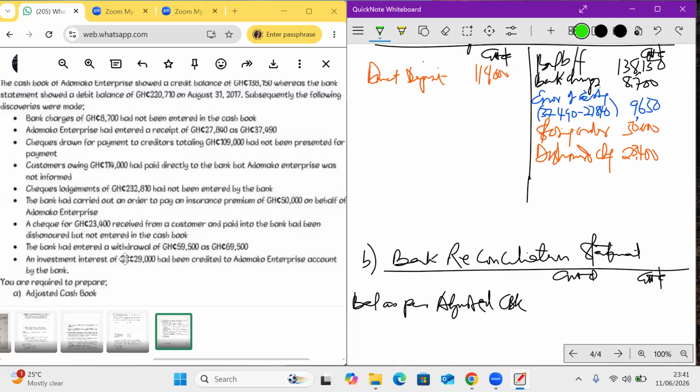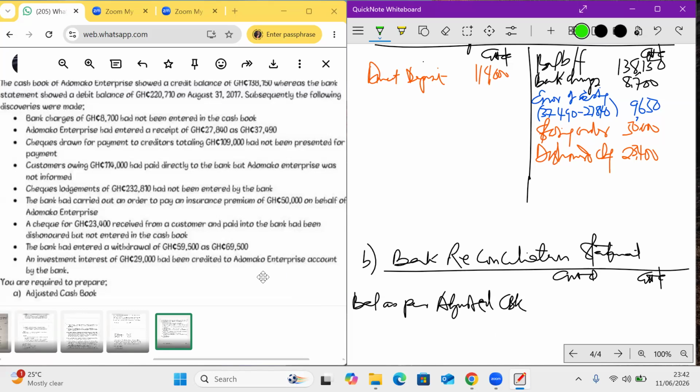Whereas they didn't mention this issue, they didn't mention the name of the cash book, which means that the cash book has not been recorded. Are you getting it? So it was credited to Adomako Enterprise account by the bank. If it was credited in Adomako Enterprise by the bank, how will it be recorded in the cash book? It will be on the debit side because of double entry. Credit the bank, debit the cash book. Are you getting it?